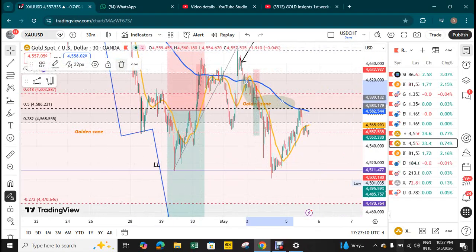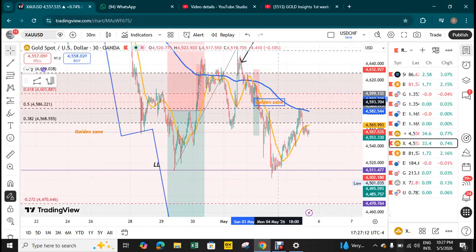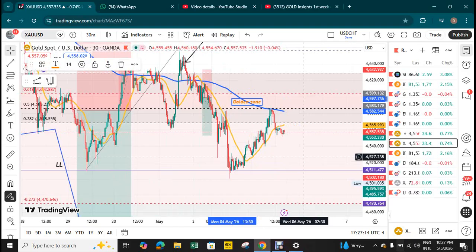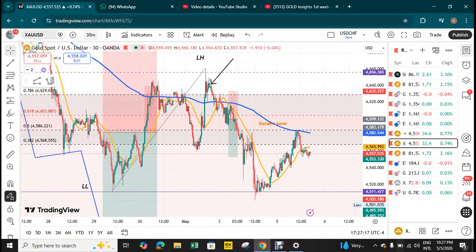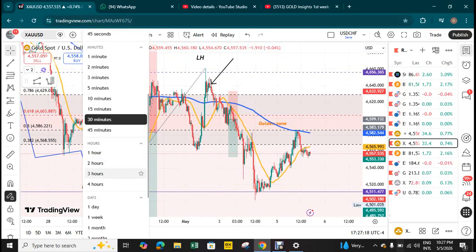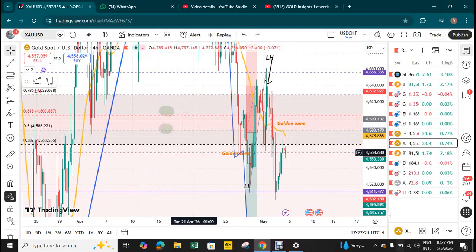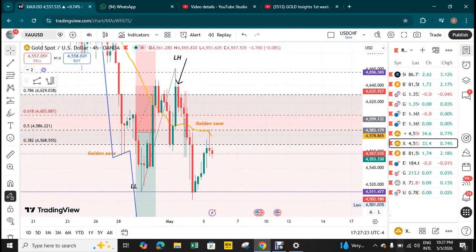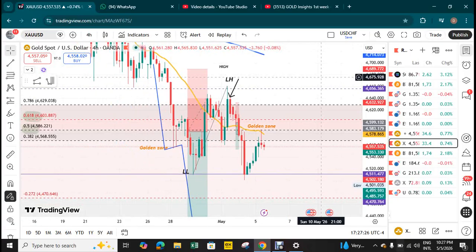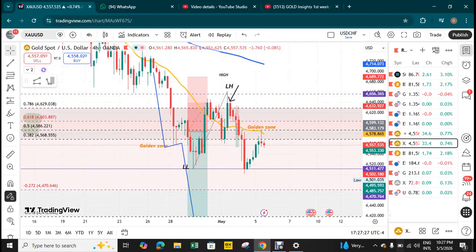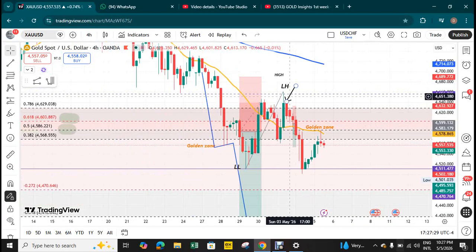Okay, so I'm going to go ahead now to identify what I saw on gold. There's going to be an opportunity for us again to take an entry towards the downside on gold, which I'm going to be sharing with us right now. So I want us to see.